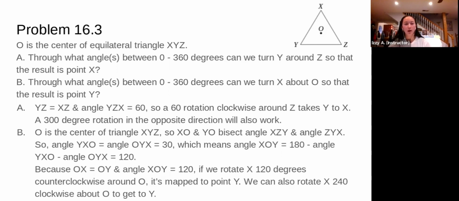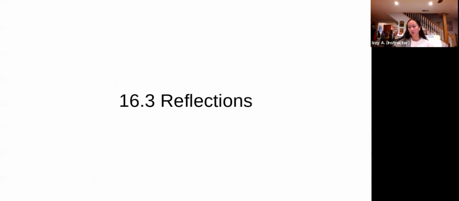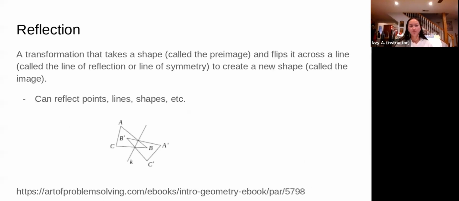Okay, I will go ahead and move on to the next section, which is 16.3, and we are going to be learning about reflections. A reflection is a transformation that takes a shape called the pre-image and flips it across a line called the line of reflection or line of symmetry to create a new shape called the image. So we can reflect points, lines, shapes, etc.